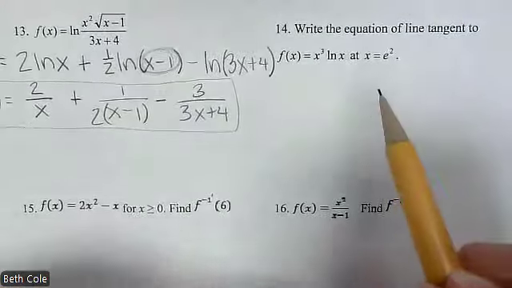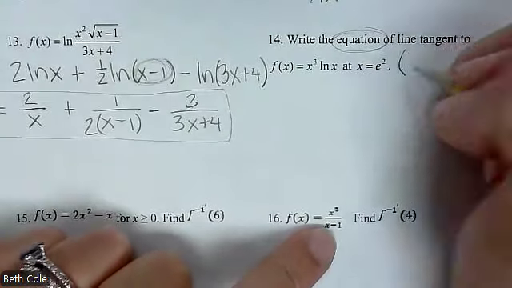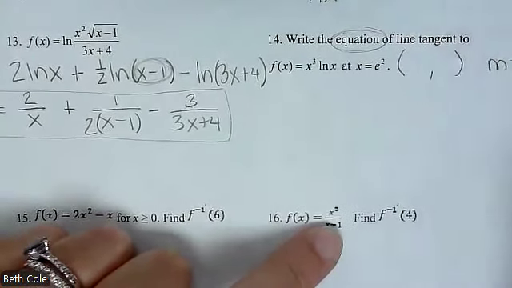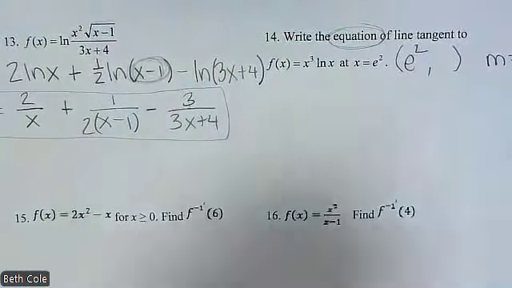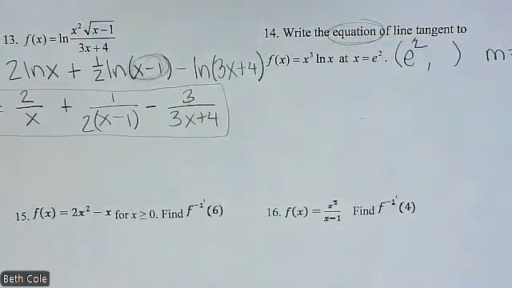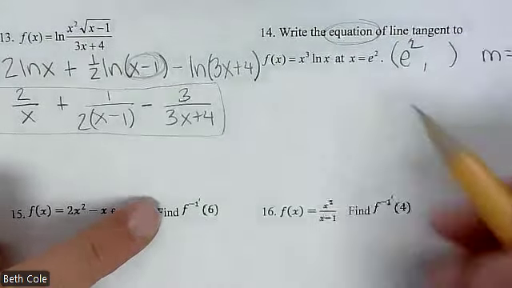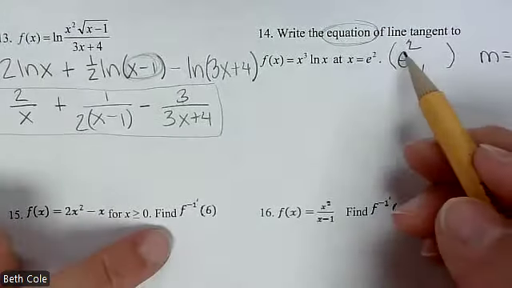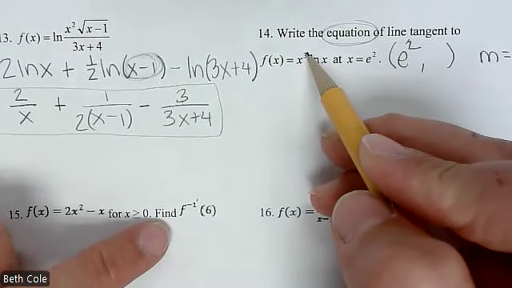All right, I'm throwing some vocabulary at you. What do we need for an equation? Yeah, a slope and a point. And our point of tangency is e squared, which remember is a number. That's 2.7 squared. That's a number. You just don't get a calculator, so it's whatever. How do I get the output value? Plug it in. All right, look at e squared cubed.